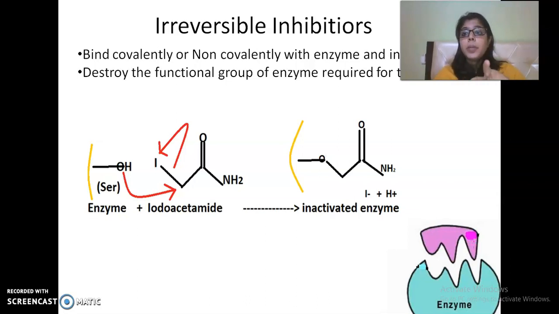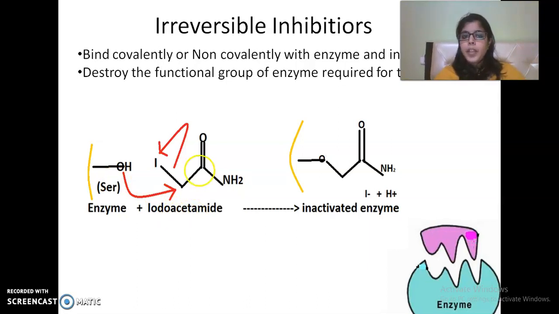But irreversible inhibitors are the ones which ultimately inactivate the enzyme permanently, and they destroy the functional group of the enzyme. Reversible ones do not destroy, they just bind and block it. But these irreversible ones destroy the functional group. You can see from the example given here, an active site of an enzyme had serine. Everybody knows the serine amino acid has OH. So this is my serine amino acid which has OH, and I have iodoacetamide. Iodoacetamide is one kind of inhibitor.